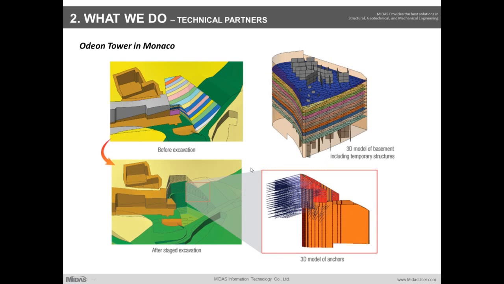And then also the Odeon Tower in Monaco. This is actually something that we'll be going over in greater detail in one of our courses. This will be one of our case studies. But just as a basic introduction, the main function that GTS served was to perform an analysis for the foundation that was being dug out in this area here.